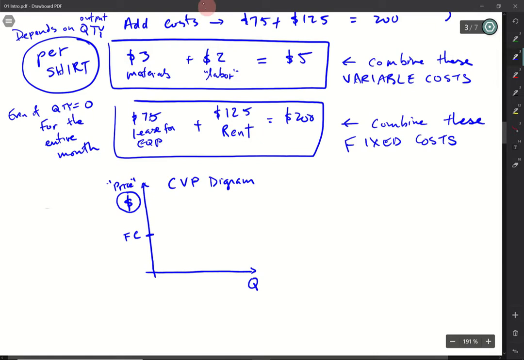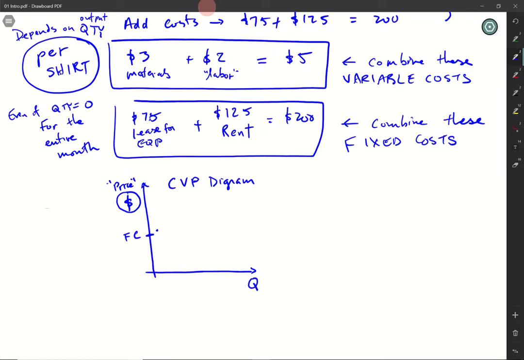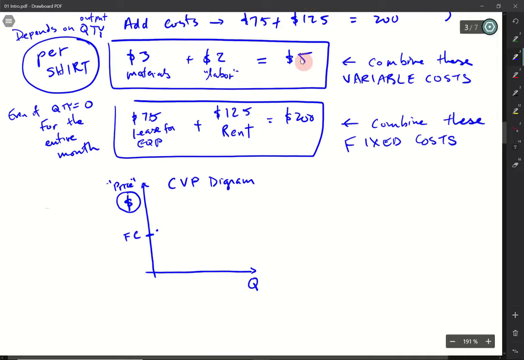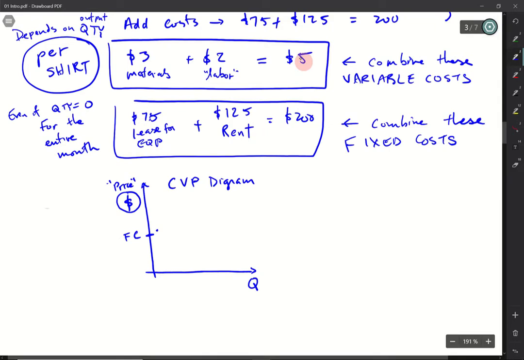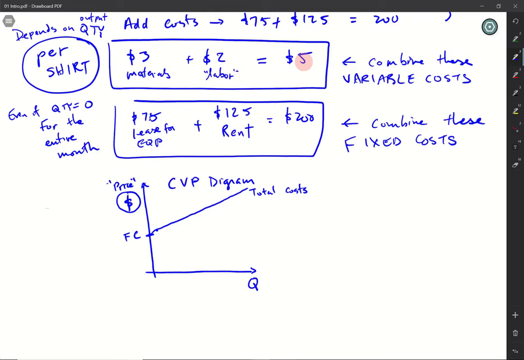So we would have 205. What happens if we sold 2 shirts? It would be 200, not 20, but 210, right? 210. Does that make sense? Yeah? So basically, you can see that it would actually be with this line, the total cost line.